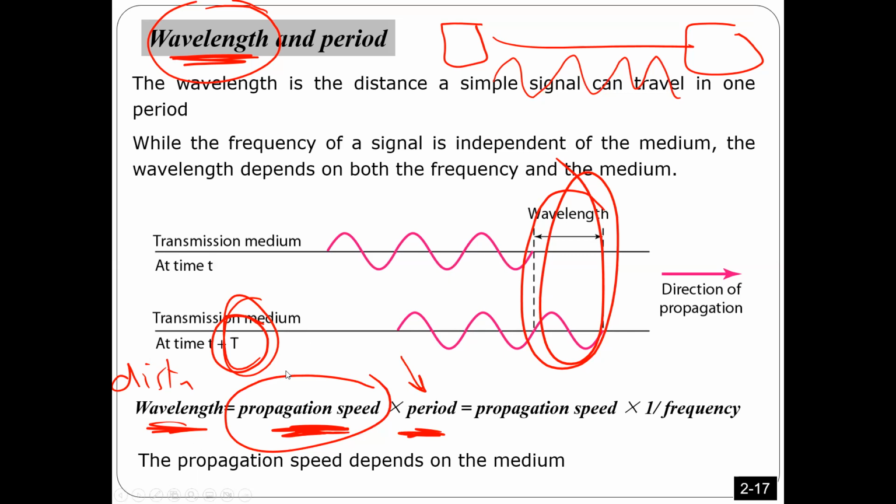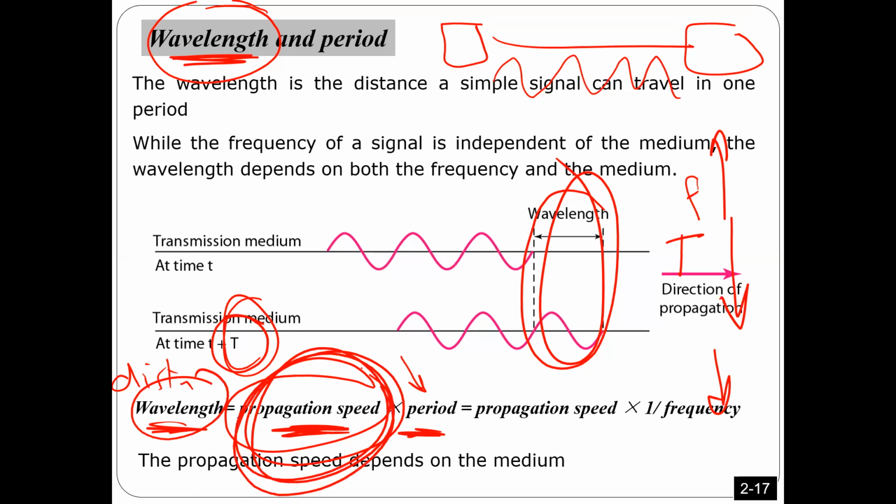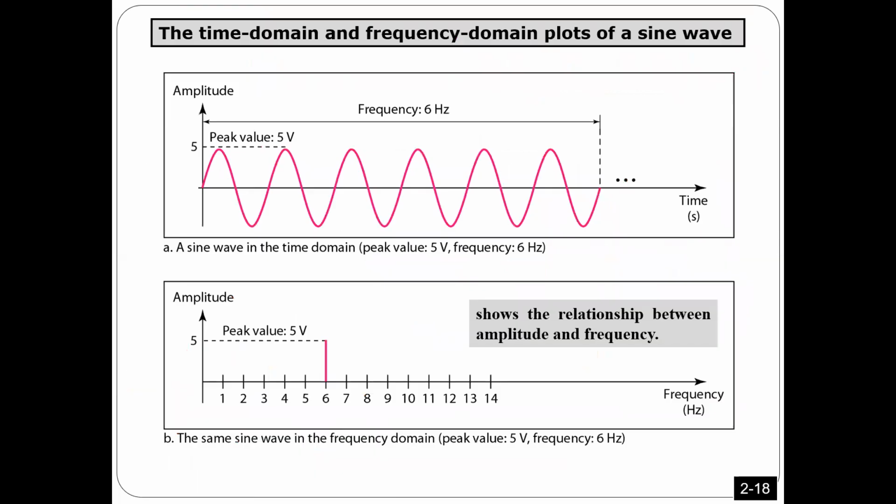So here is what you should learn. Number one, what is the meaning of wavelength? Number two, how can you calculate it? Number three, you should learn that the wavelength depends on two things. Number one, the frequency. The higher the frequency, for sure, the period is going to be less, which means the wavelength is going to be less. So there is a relation between the wavelength and frequency, and also a relation between the wavelength and the type of the medium, the type of the channel we have, because it depends on the medium. Is that okay? Any questions?